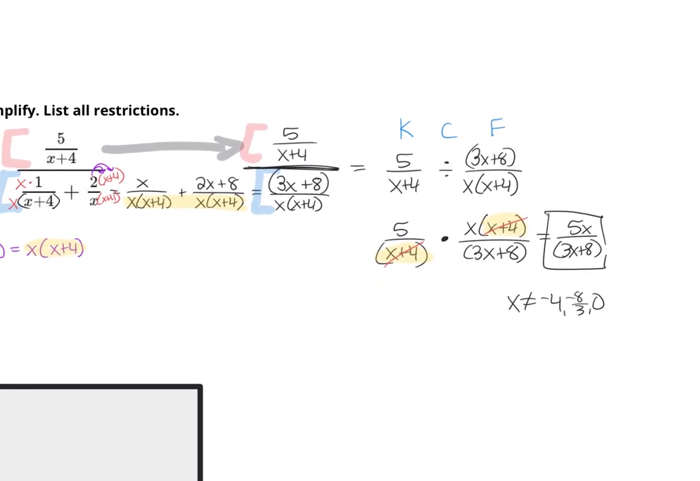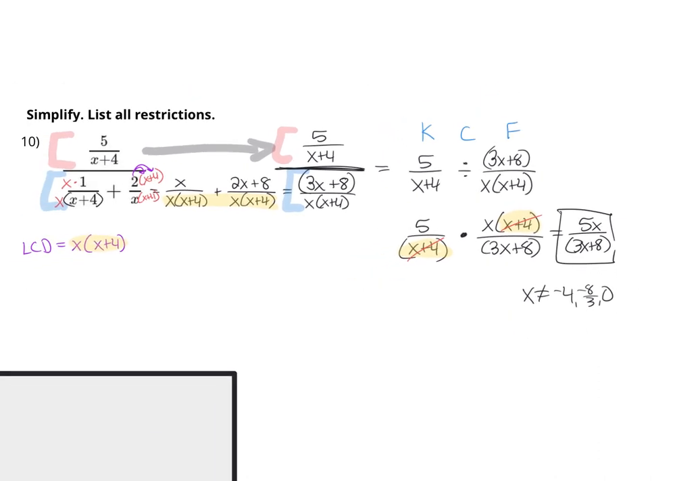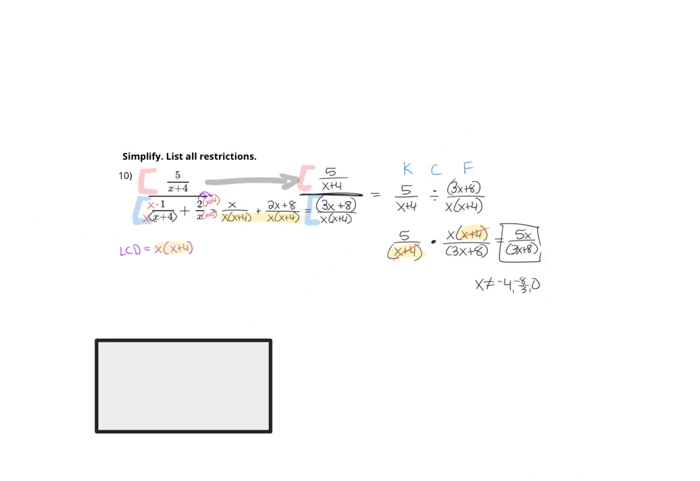I'm going to zoom out to the beginning, and just make sure I didn't miss anything. That would be a negative 4. I didn't miss that. We included the 0 here. Didn't miss that. Even our numerator here, right? We already have the 3x plus 8 included, so we have all 3 restrictions there. There we go. All right, last one.